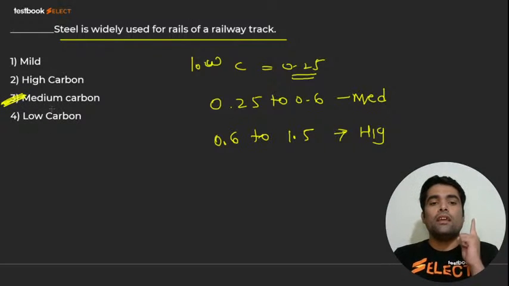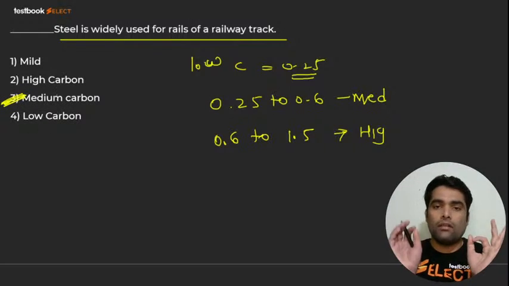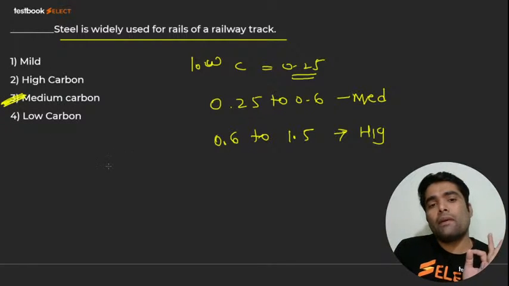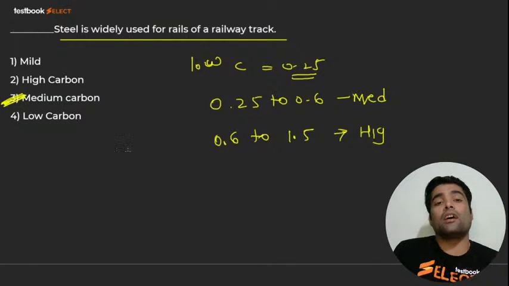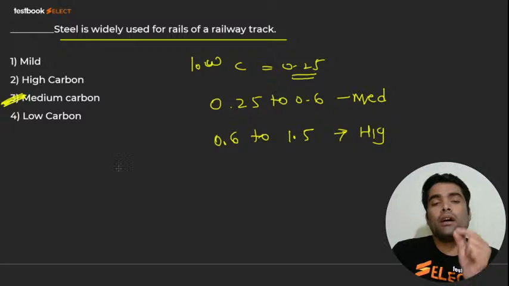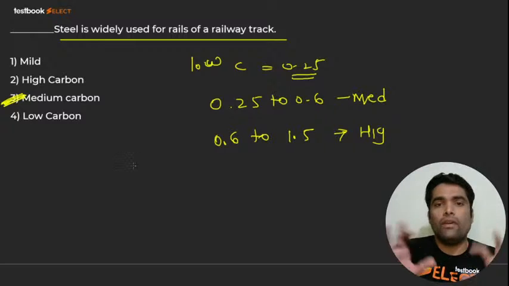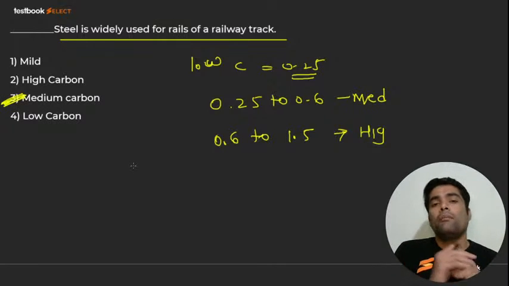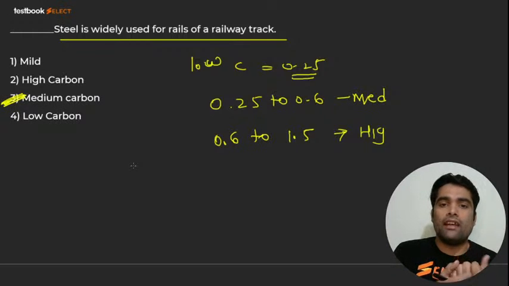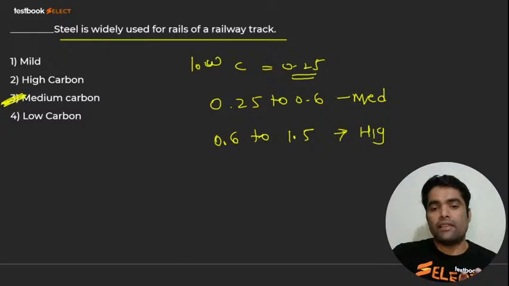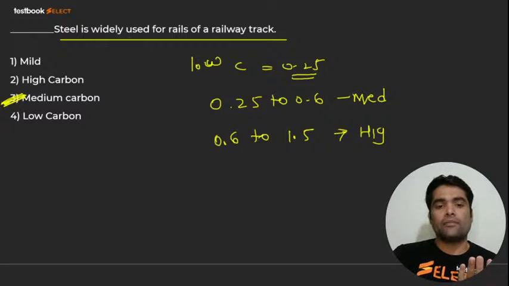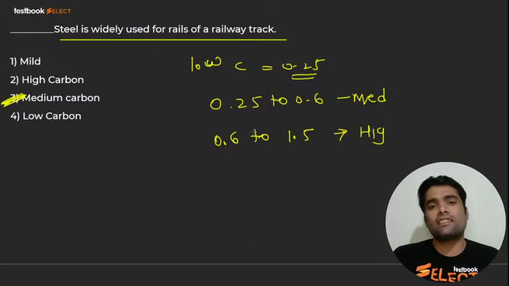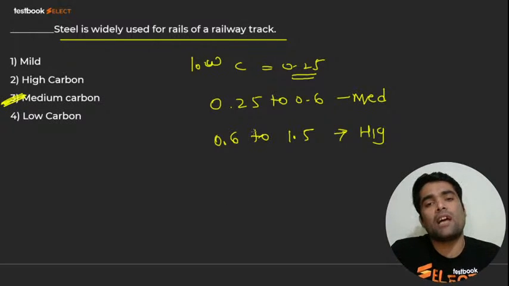Okay, remember one thing. Everyone, please remember a trick: whenever we use steel, high carbon steel or low carbon steel, remember all the nut bolts will be manufactured by low carbon steel. But my dear, when it comes to railway tracks, gears, and crankshafts, those will be manufactured by medium carbon steel.